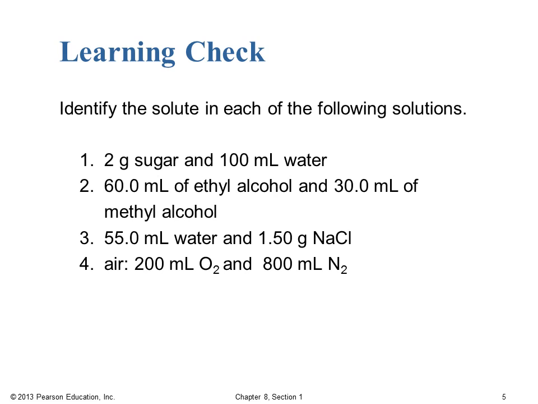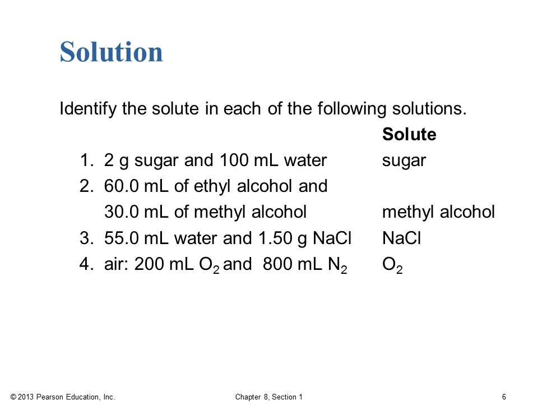The number 3, we have 50 milliliters of water and 1.5 grams of NaCl or salt, and so the salt is the solute. We're adding the solid into the liquid. And then the last one, air, we have 200 milliliters of oxygen and 800 milliliters of nitrogen. And so we have less abundance of oxygen, and so that would be considered the solute. And so we can see that here.